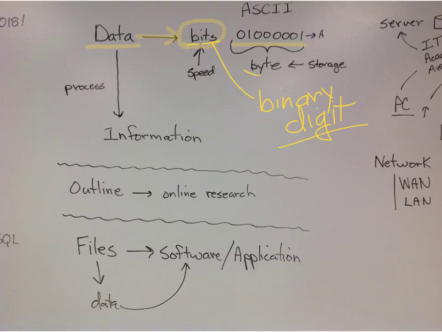Group 8 bits together and we get a byte. The term byte is usually used for storage or amounts of data. Bits is usually used for speed. Bits per second. How many bits per second travel between two locations? Storage, how many bytes is your hard drive? How many bytes of memory? This code right here is the ASCII code, and that right there happens to be a capital A. We're going to look at some examples of that later on.